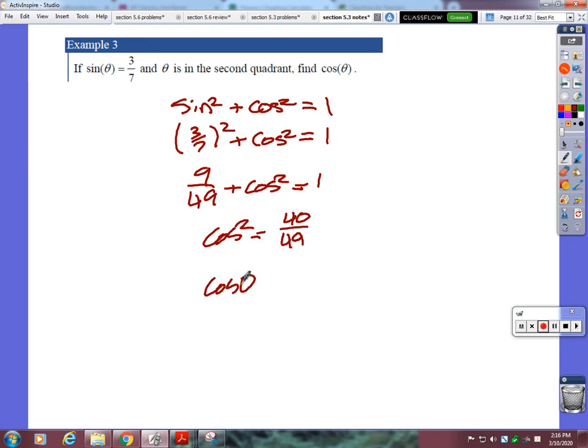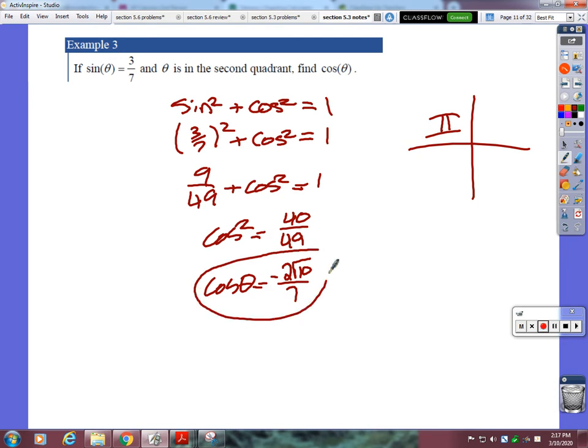So cosine equals, what's the square root of 40 simplified? 4 times 10, so 2 root 10. And then square root of 49, of course, is 7. And then if we're in the second quadrant, so this guy over here, will the cosine be positive or negative? Negative, because it's the x coordinate. Cosine is the x, sine is the y. They're both alphabetical. All right? So that's what we were just doing in those problems. Yep, cosine's x, sine is y.